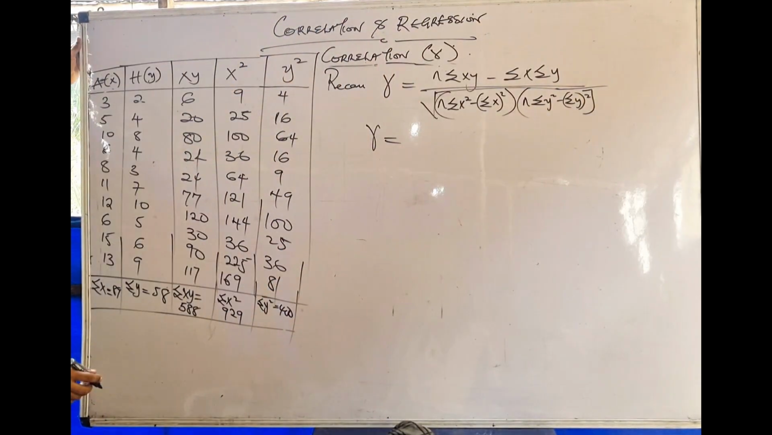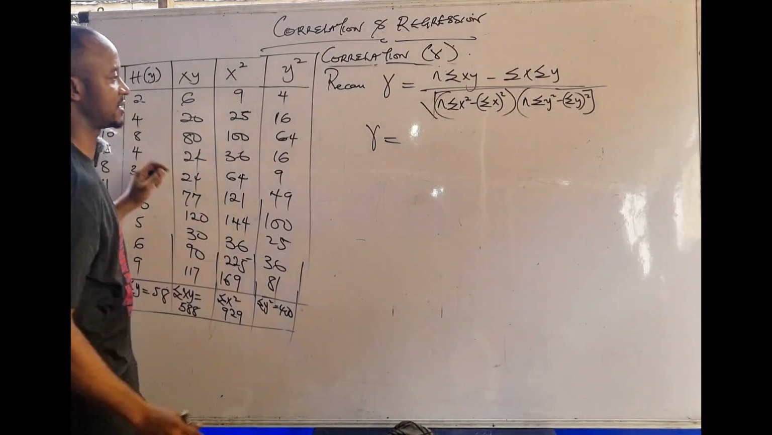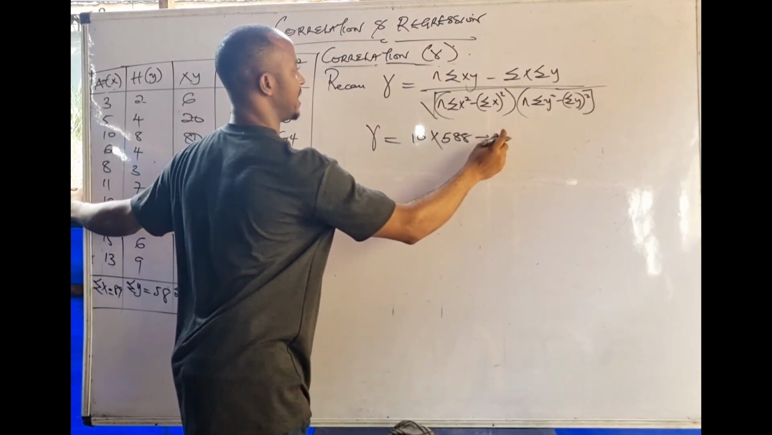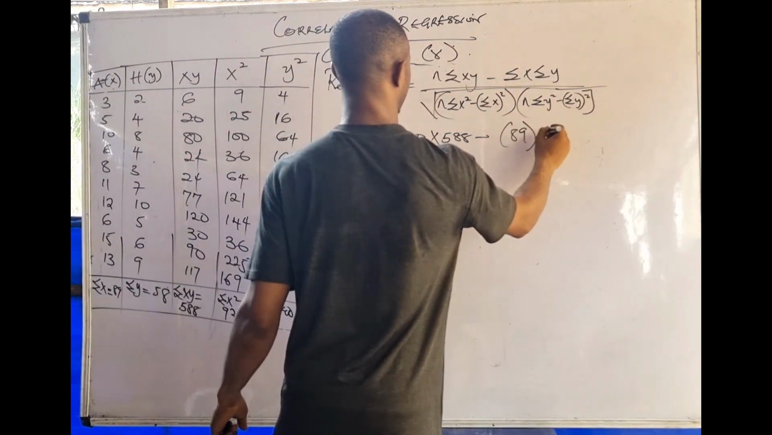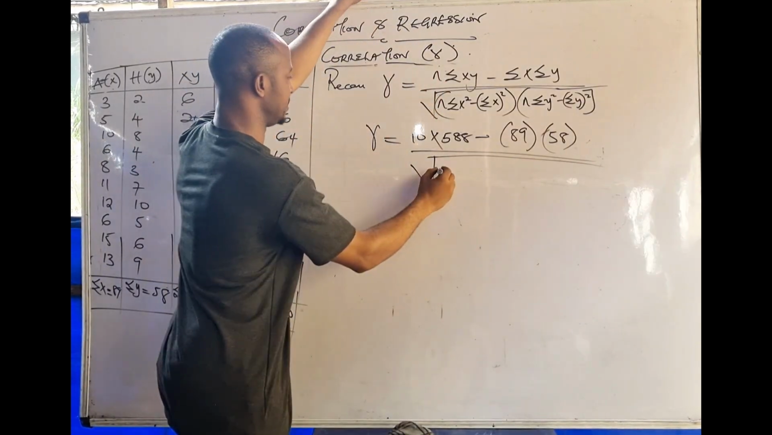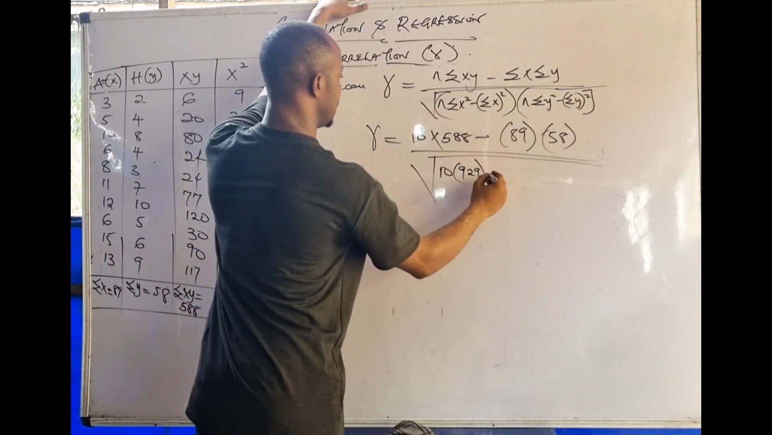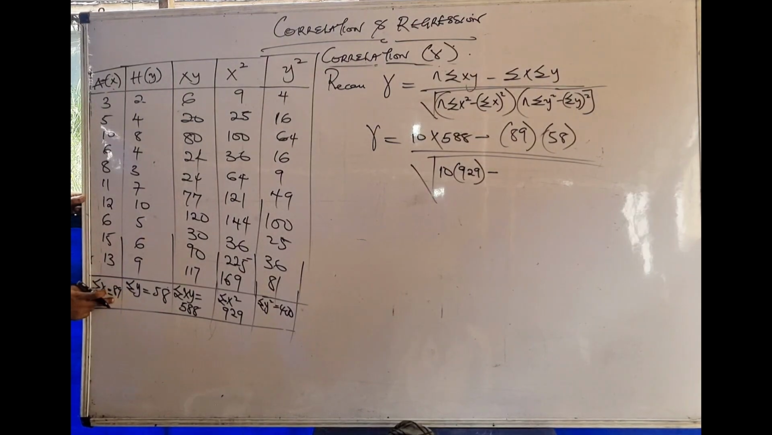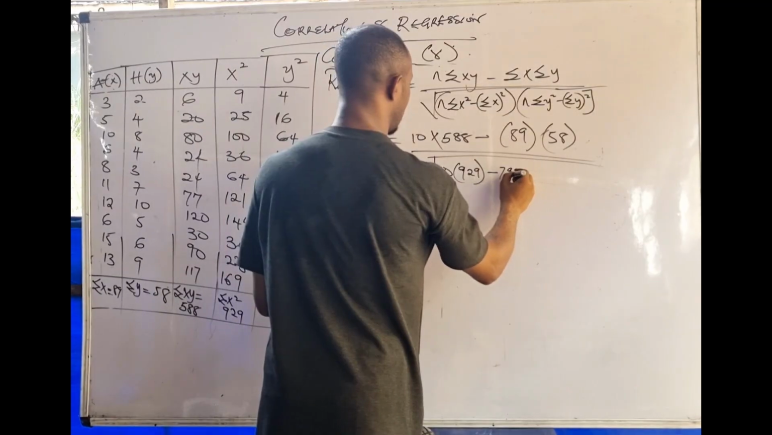r equals, what's the n? n is 10. So it's 10 times the sum of xy, 58, minus the sum of x, 89, times the sum of y, 58, divided by the square root of n, 10, times the sum of x squared, 929, minus the sum of x all squared, which means I sum this, then square. What's 89 squared? 7921.